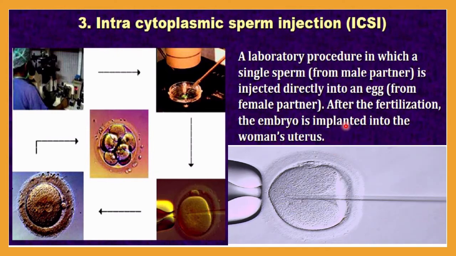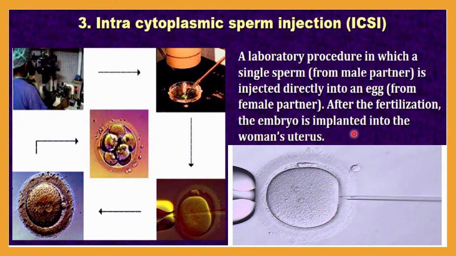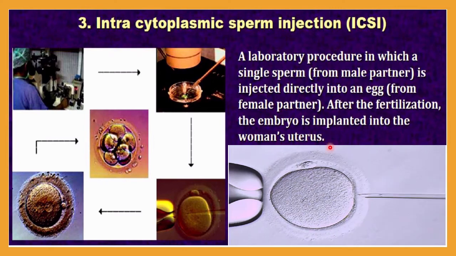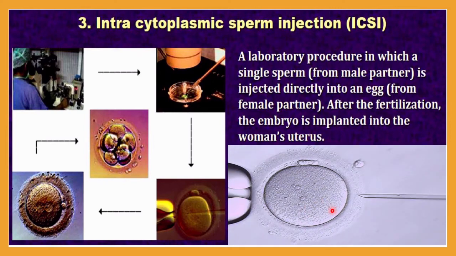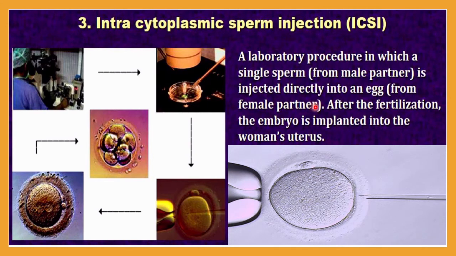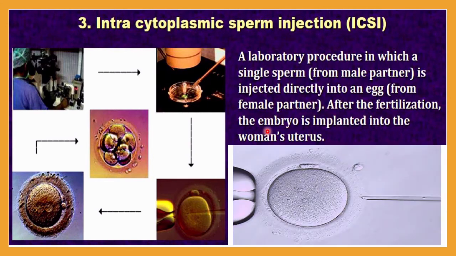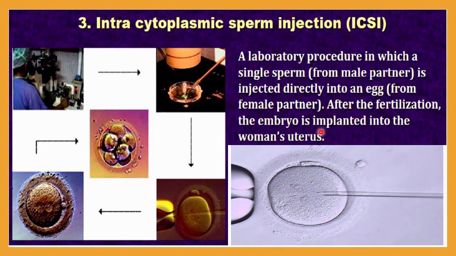After the fertilization, the embryo is implanted into the woman's uterus. This whole process occurs outside the body, and only after this fertilization is the embryo transported or implanted into the woman's uterus.